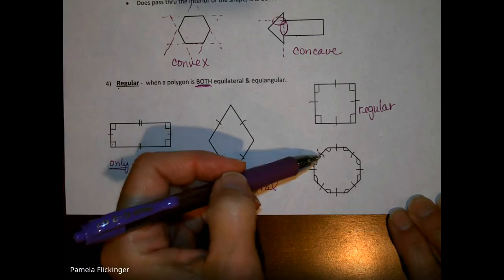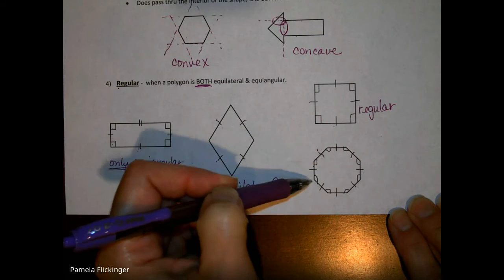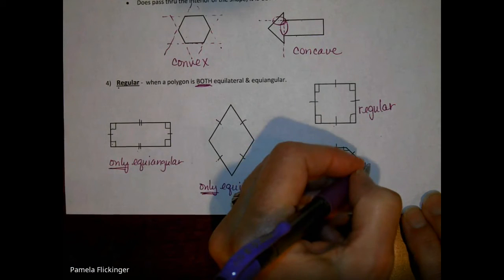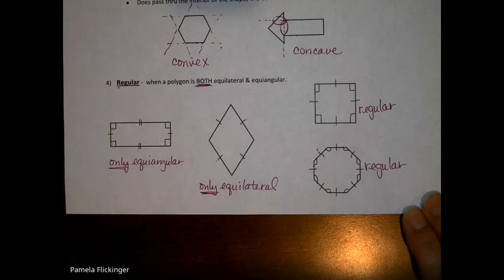But notice how it's marked. All 8 sides are marked with the same tick mark, so they're equilateral, and all the angles are marked with 1 arc measure, so they're all equiangular. So this also is regular. Okay, but it has to be both.